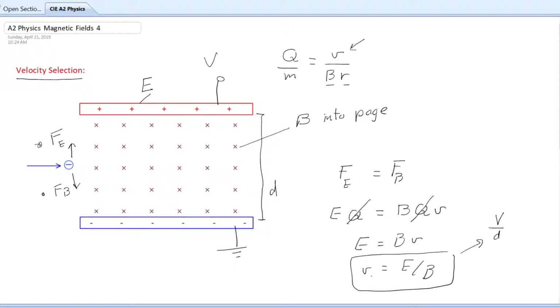If you want a certain velocity, you can make sure that the velocity is equal to this ratio. You can manipulate this ratio, or the speed selected, by manipulating the voltage and the distance between the plates, causing the electric field.